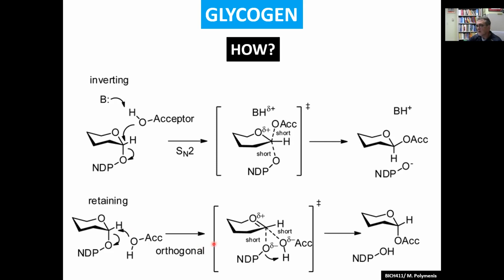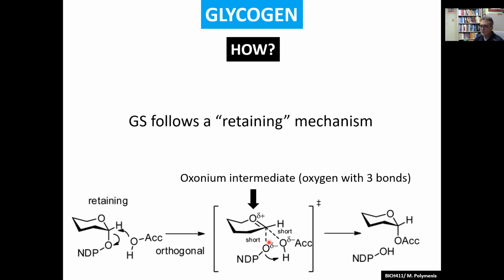The telltale sign of which one is happening is this intermediate. If you have a retaining mechanism, what you need to have is an oxygen bound to three things at the same time. That's an oxonium ion, and it's an intermediate, and if you detect that, then you have a retaining mechanism, and that's how we know that glycogen synthase follows a retaining mechanism. So the configuration of the anomeric carbon one does not change with glycogen synthase when it makes glycogen.